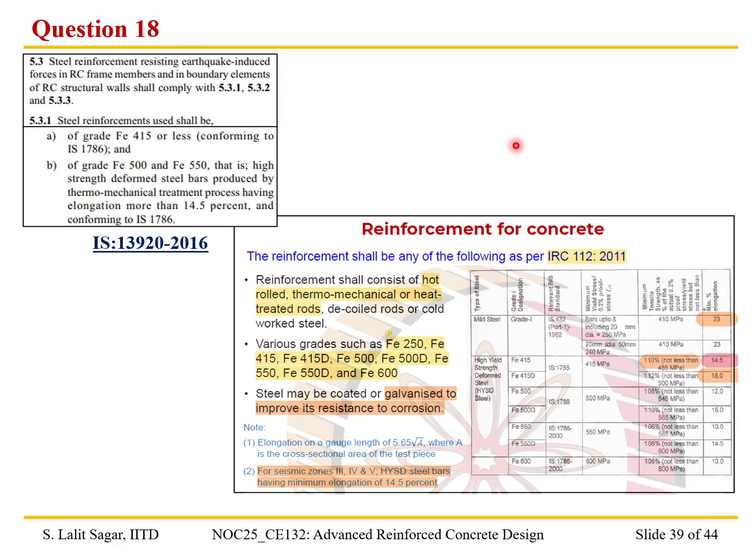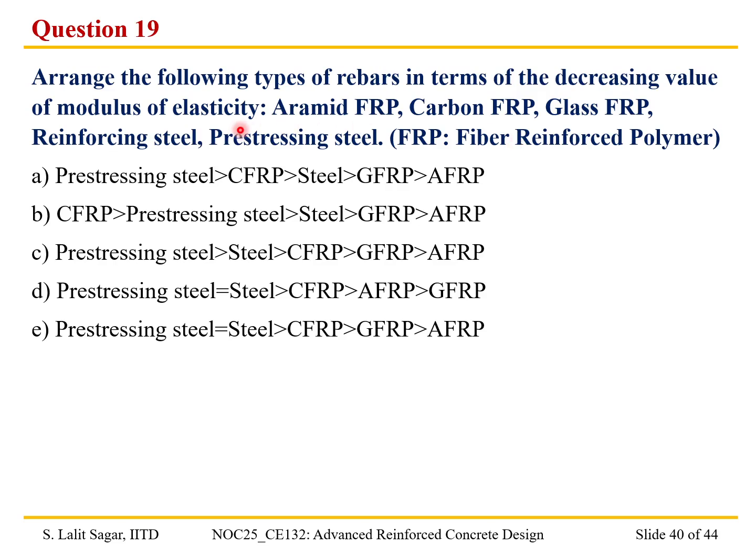Moving on, we have two more questions for today's live interaction session. Arrange the following types of rebars in terms of the decreasing value of the modulus of elasticity. Okay, so we have 5 rebars: aramid fiber reinforced polymer, carbon FRP, glass FRP, reinforcing steel, and finally the prestressing steel. We need to arrange these rebars in terms of the decreasing value of the modulus of elasticity.